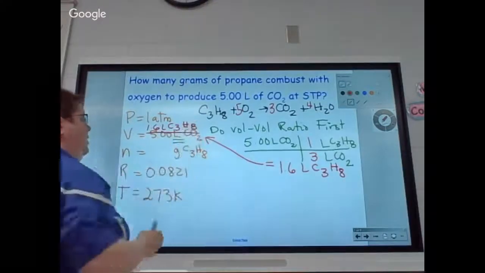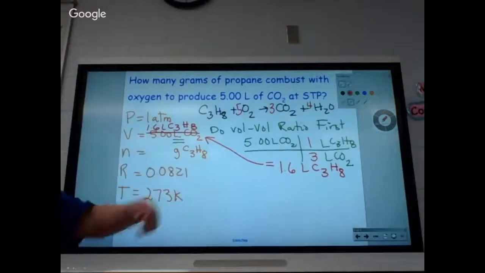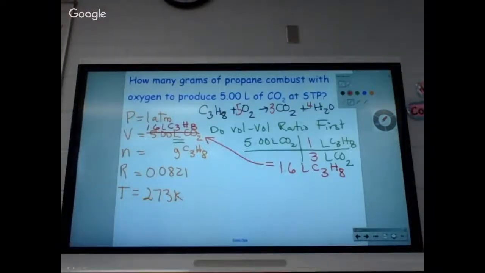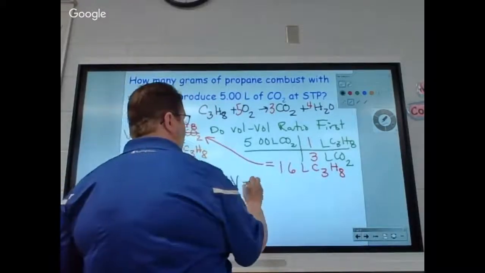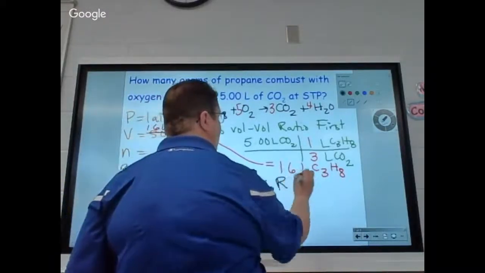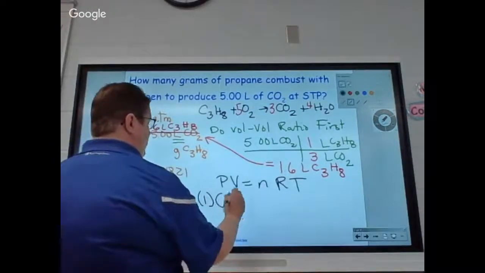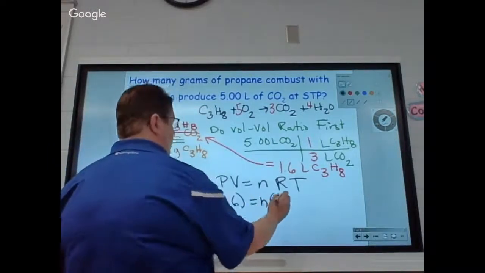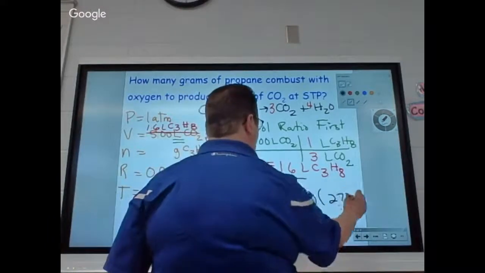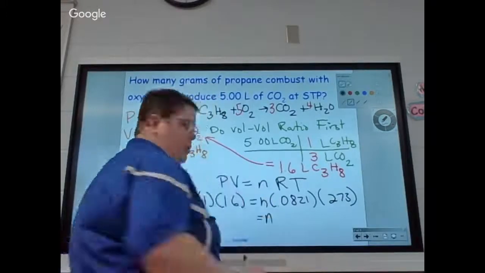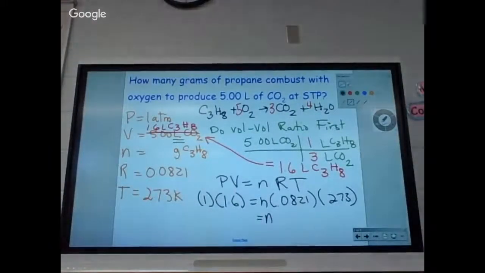So now I've already done my mole ratio. I don't have to change at the end. I'm now at my new compound. So now I'm just going to plug into PV equals nRT. Pressure is 1, volume is 1.6, moles we don't know, R is 0.0821, temperature is 273. n is going to equal 0.07.